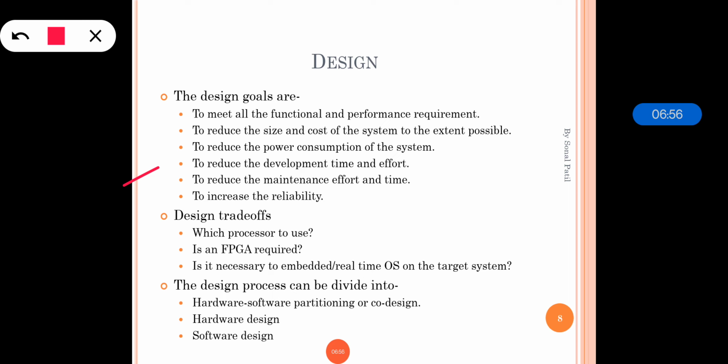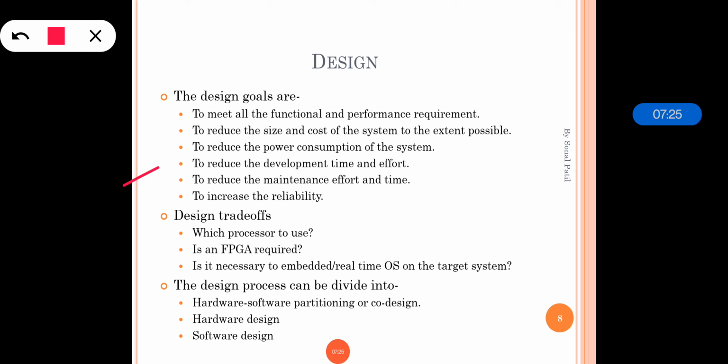Talking about design trade-offs, design engineers have many options for selection of processor, and for that these design goals have to be considered. Now when carrying out a design, many times we are having a dilemma, like which processor to be used, microcontroller or microprocessor, FPGA is required or not, is it necessary to port the embedded system. So all that comes under the design trade-offs.